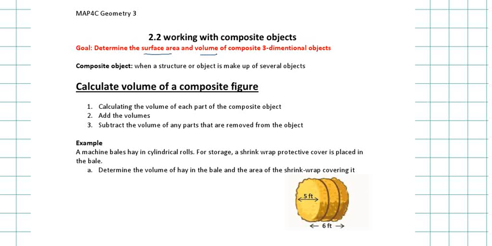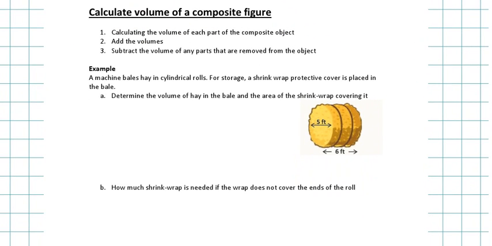You're going to have to take your figure and split it into different shapes. Then you have to find the volume of the different shapes and add them all together, or subtract if it's taken away. Okay? So let's look at the first example and see what the question is asking us.